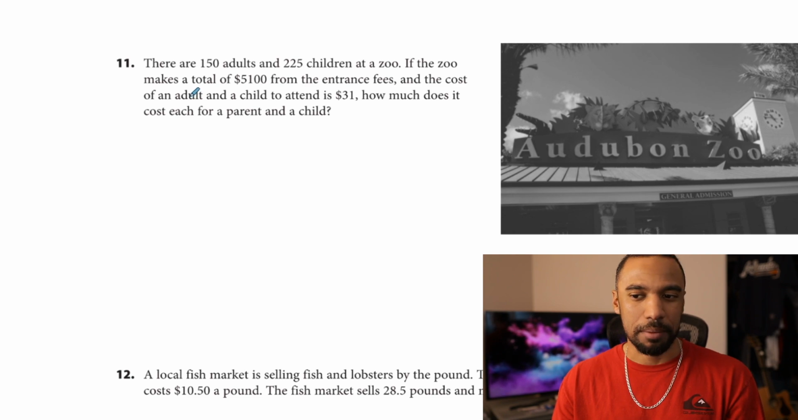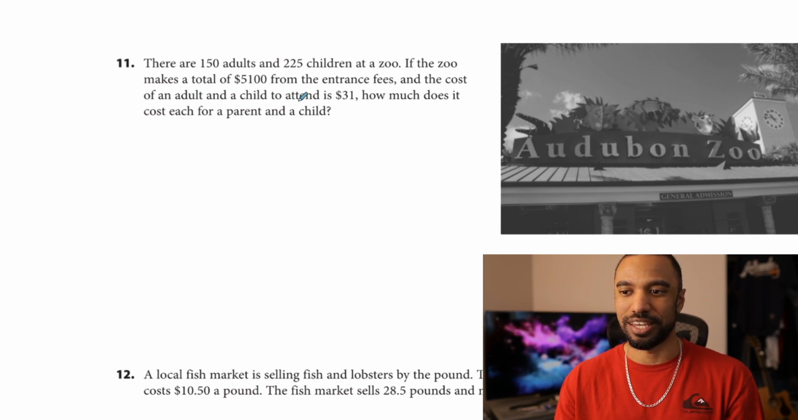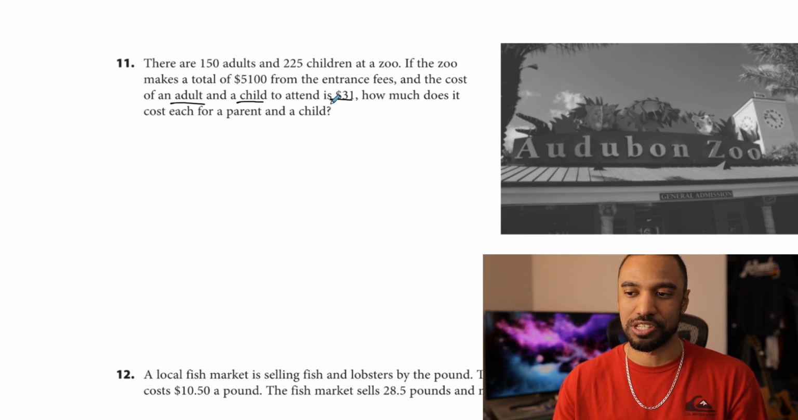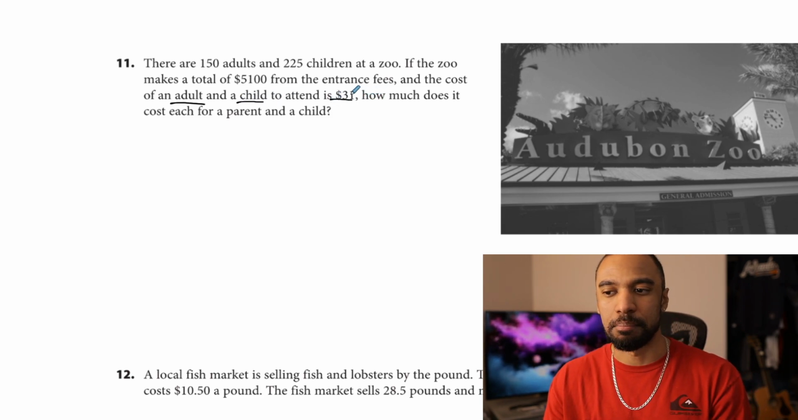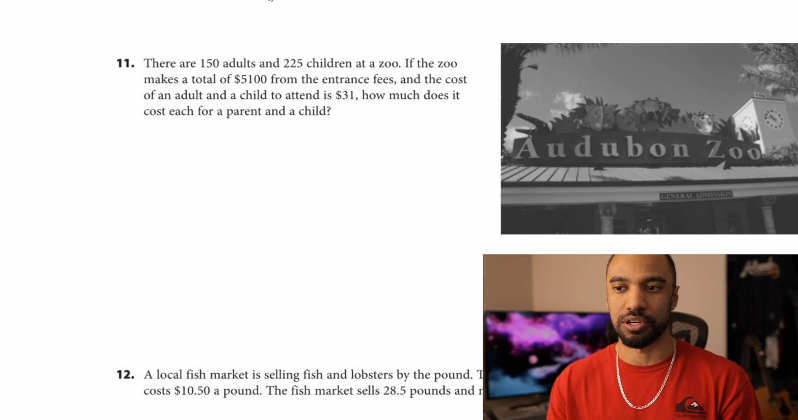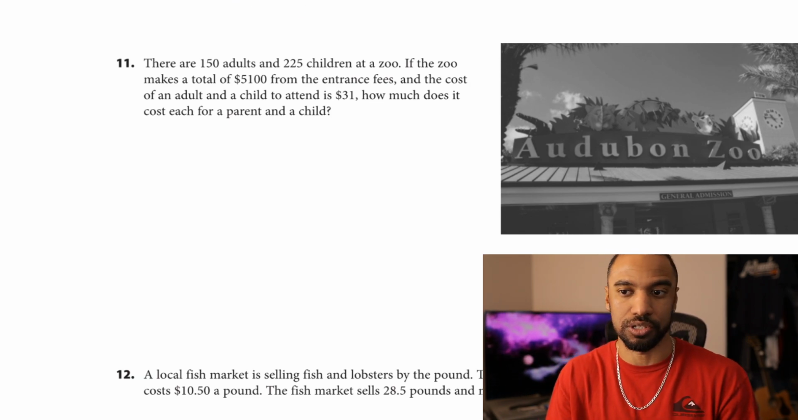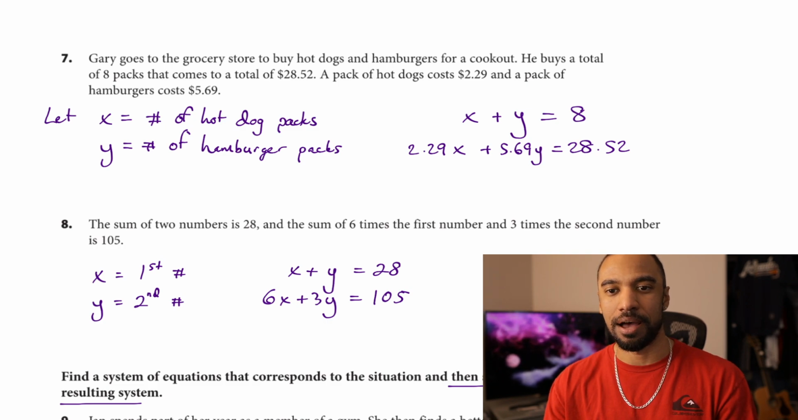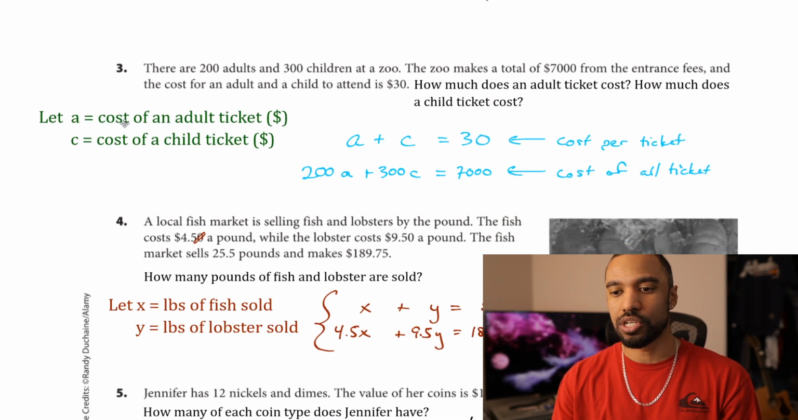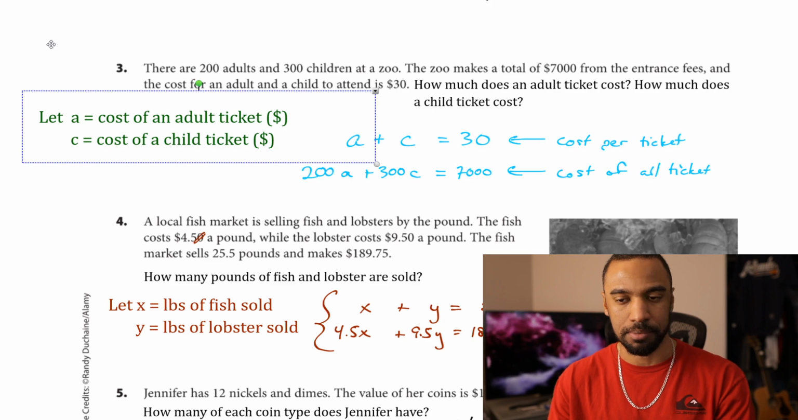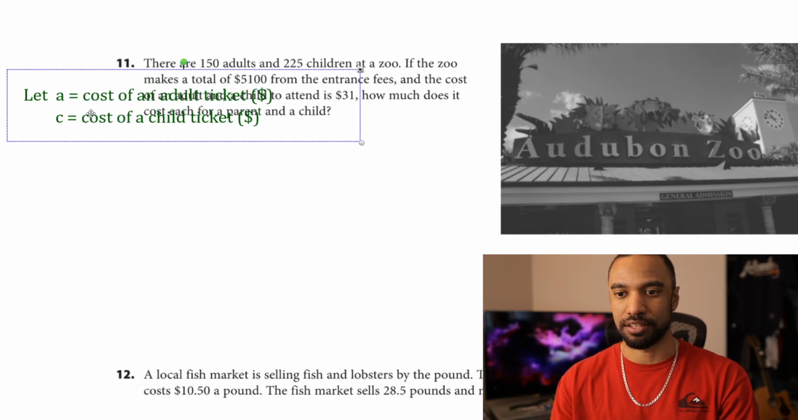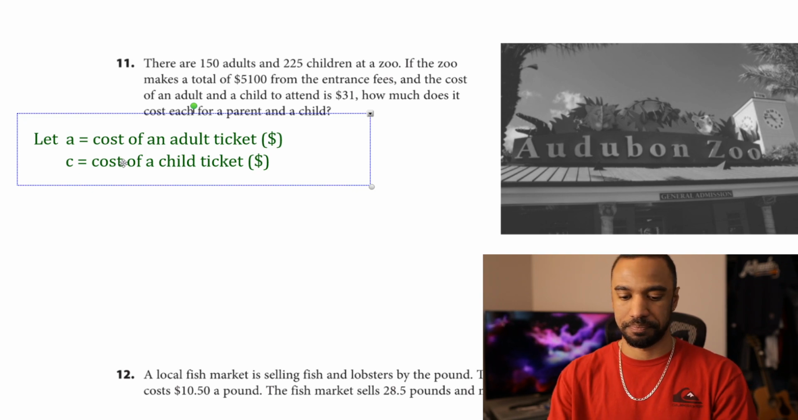I was kind of screwing up last time when it said the cost of an adult and a child to attend is $31. I thought they meant an adult is $31 and a child is $31. But no, they're saying if I combine the costs of both of those, it's $31, which makes this actually solvable now when you do it. So I'm going to go back. I'm going to copy the thing. This was the cost. We don't know the cost of each ticket type. We don't know the cost of an adult ticket. We don't know the cost of a child ticket. And that's what's happening here.